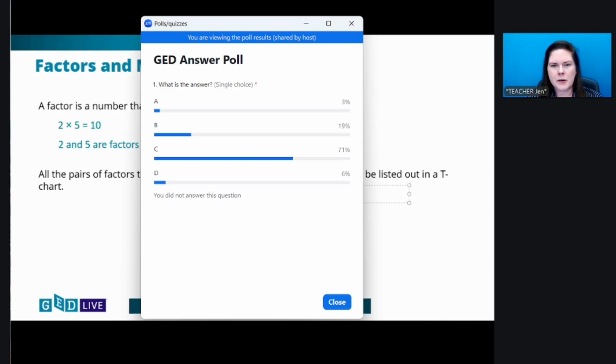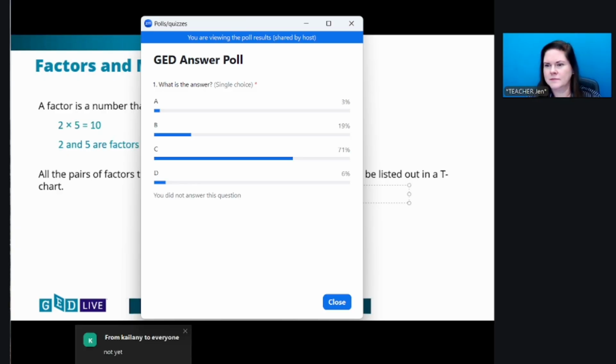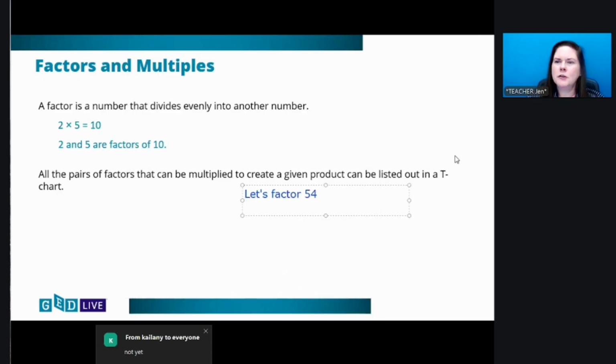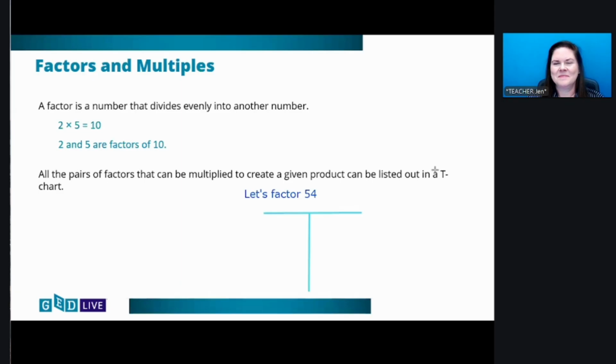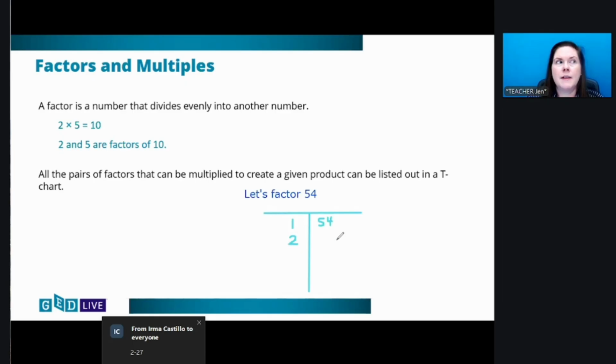Let's factor 54. Okay, so when we factor 54, what we're doing is looking for the numbers we can multiply together to give us 54. So always start with 1 on the top left and then 54 on the right. It's an even number, so we can be sure that 2 goes into 54. You could use your calculator. Divide 54 by 2. We're at 27.